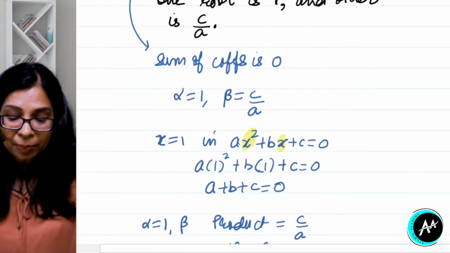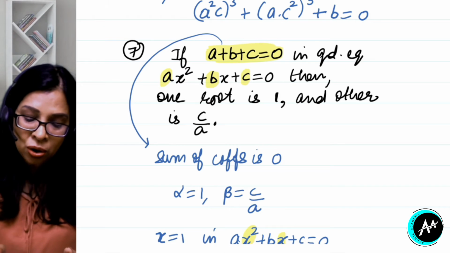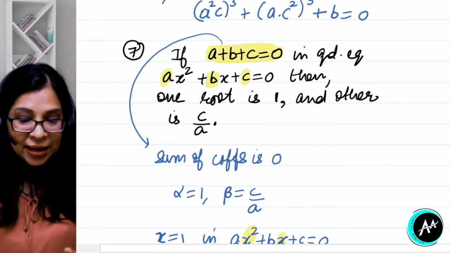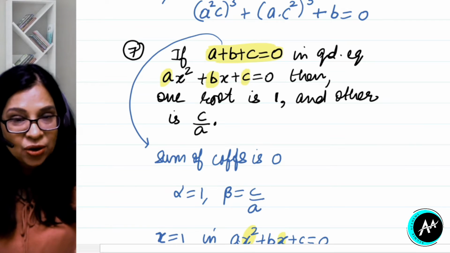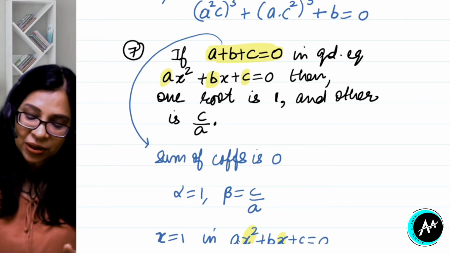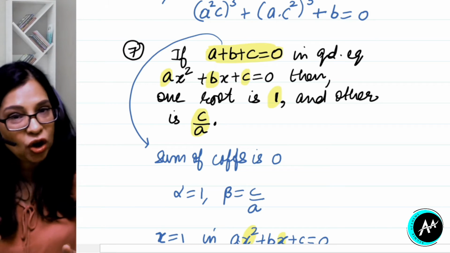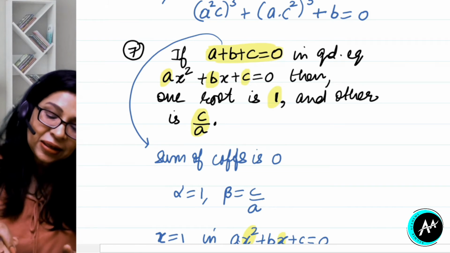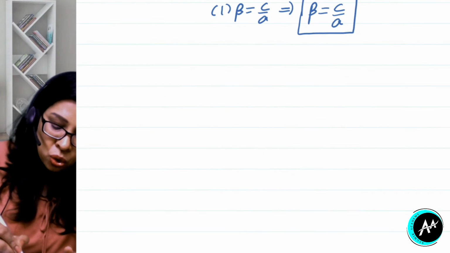So remember, whenever we have the condition that the sum of coefficients is 0 in a quadratic equation, one root will be equal to 1. This will be the first root and the other root will be c upon a. Got it? Let's take the next result now. Next, I'll be taking two quadratic equations.